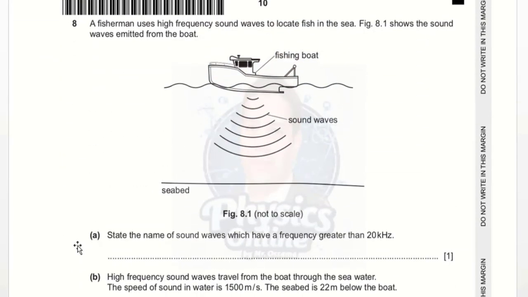A fisherman uses high frequency sound waves to locate fish in the sea. Figure 8.1 shows the sound waves emitted from the boat. State the name of sound waves which have a frequency greater than 20 kHz. This is more than audible, so this is ultrasound waves.